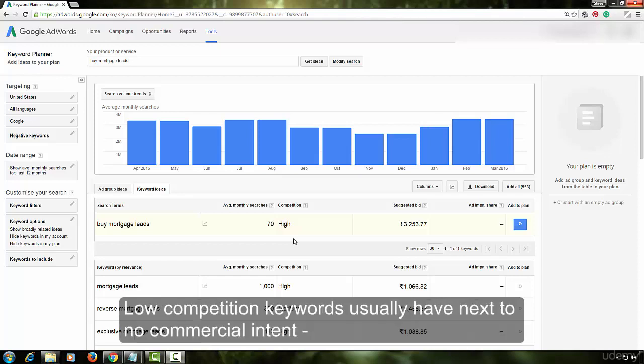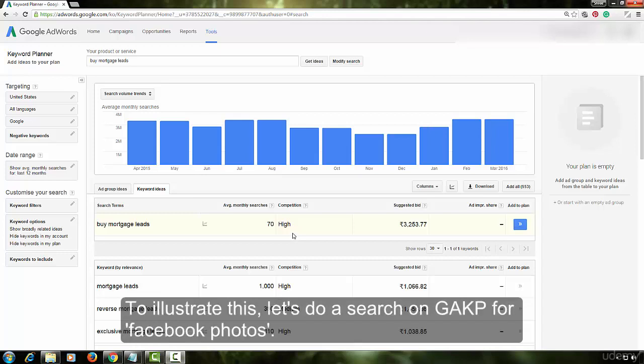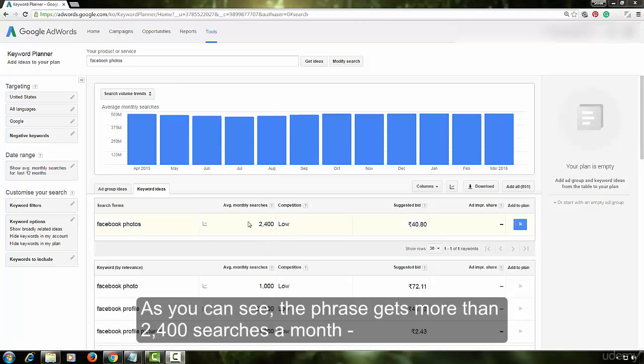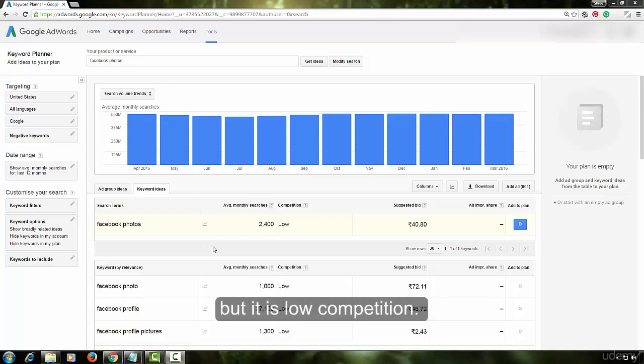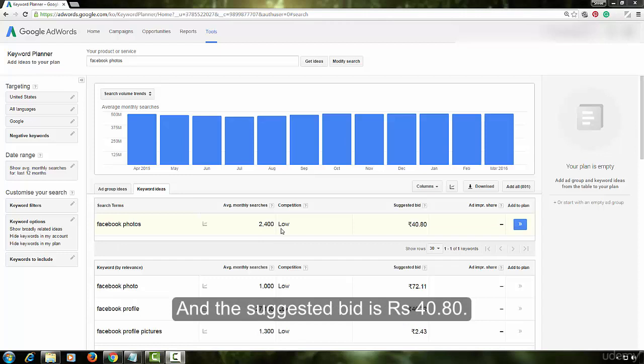very low CI. Low competition keywords usually have next to no commercial intent and you cannot make money from such keywords. To illustrate this, let's do a search for Facebook photos. As you can see, the phrase gets more than 2000 searches a month, but it is low competition, which means the CI of this phrase is very, very low, and the suggested bid is a little over 40 rupees.